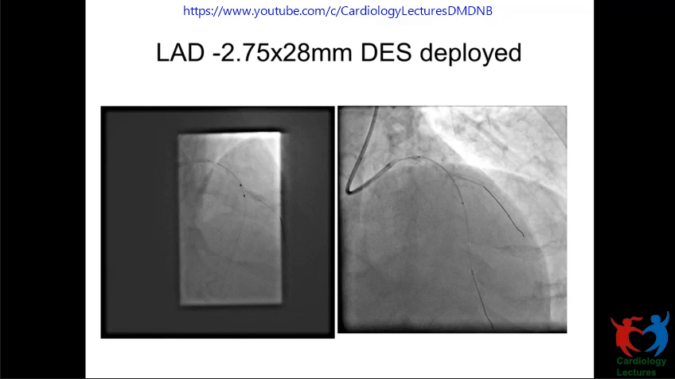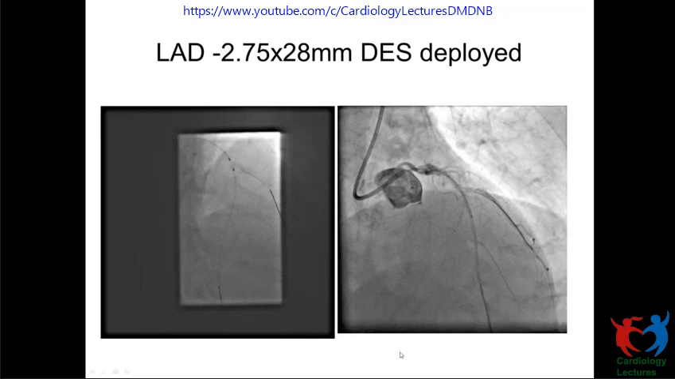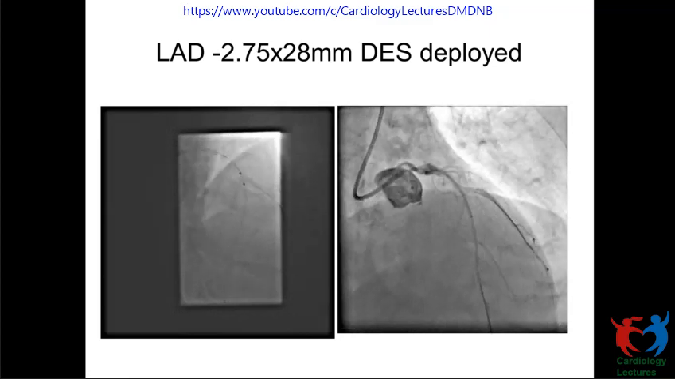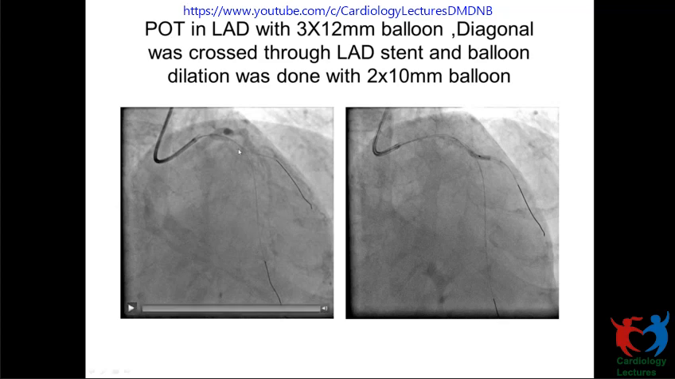Yes. So this was LED dilatation, and then we took a stent. It was 2.75x28, which was deployed at 13 atmospheres. And then a POT was done with a 3x12 balloon in the LED, and then the diagonal was again rewired through the LED strut, and it was dilated with a 2x10 balloon.